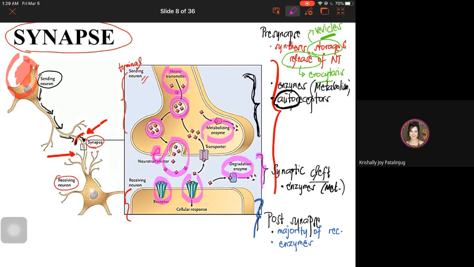I'll give you a minute, 1 minute while you are listening to this pre-recorded video, to memorize this slide. Please memorize the essence of the pre-synapse, synaptic cleft, and post-synapse. Okay, 1 minute starts now. And then I will ask questions after a minute, so at least you can think. It will also help you memorize the concepts easily.